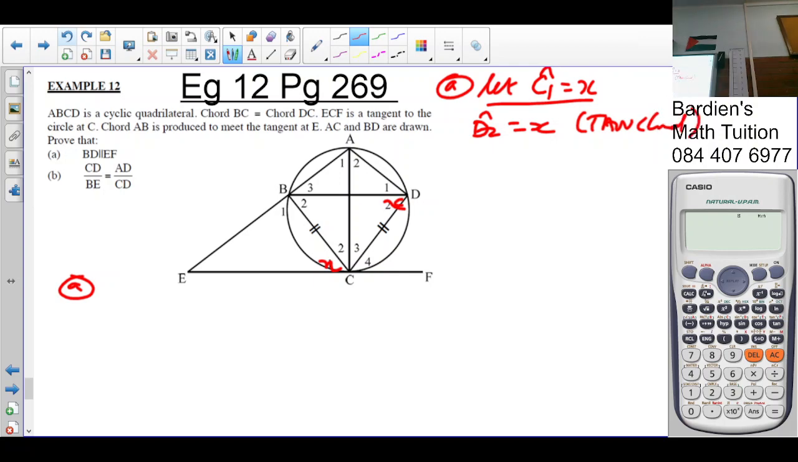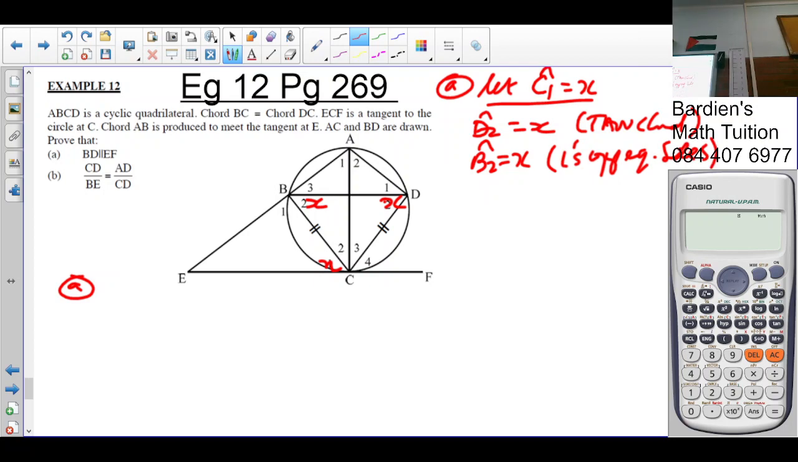What else can we say at this point? Tan chord here. Which other angle is equal to X? B2. Why is B2 equal to X? Angles opposite equal sides. Can you see that, people? I didn't even mention that, but it is the case. So B2 is equal to X, by angles opposite equal sides.